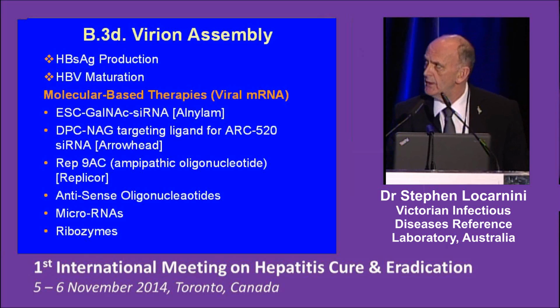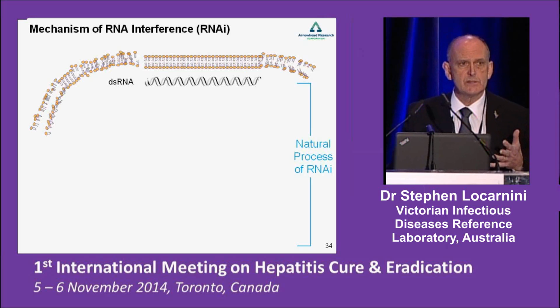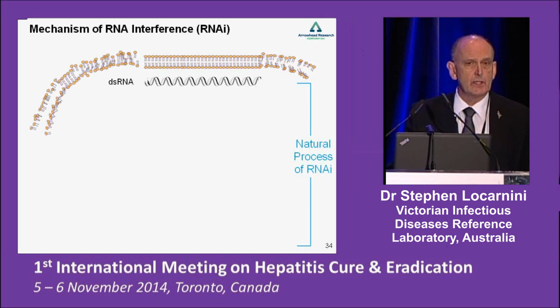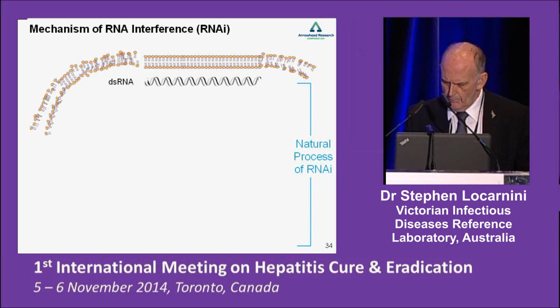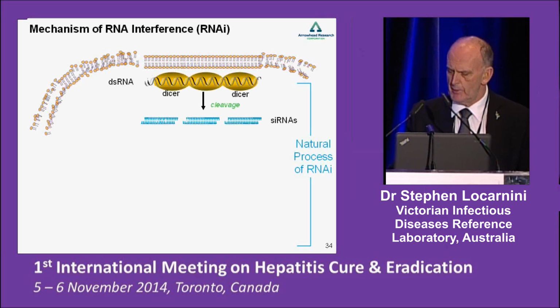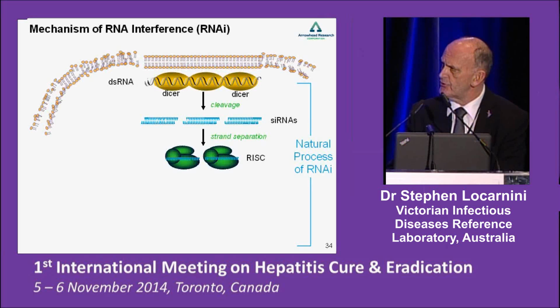Before I go on, I'll just take one of these as an example, the one that's actually in the clinic: Arrowhead, in phase 2 with their ARC-520. The cell has a particular way of dealing with double-stranded RNA through the RNA interference pathway. By using the DICER-RISC complex, double-stranded RNA molecules are chopped up because they're pretty toxic. They're cleaved and processed to the RISC and then generated into single-stranded RNA.